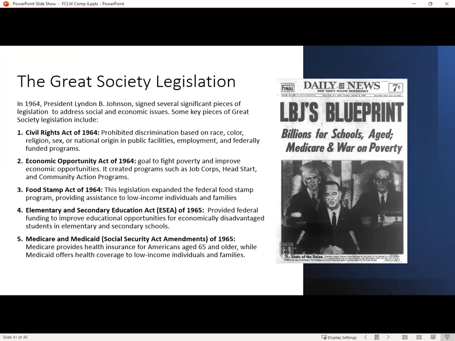Then we have the Economic Opportunity Act of 1964. We have the Food Stamp Act of 1964. The Elementary and Secondary Education Act, and this was in 1965, but it still was part of his blueprint for the war on poverty. He wanted people who were economically disadvantaged, going to elementary and secondary schools in poorer areas, to have improved educational opportunities. And to the Social Security Act, he added Medicare and Medicaid because people needed health care.